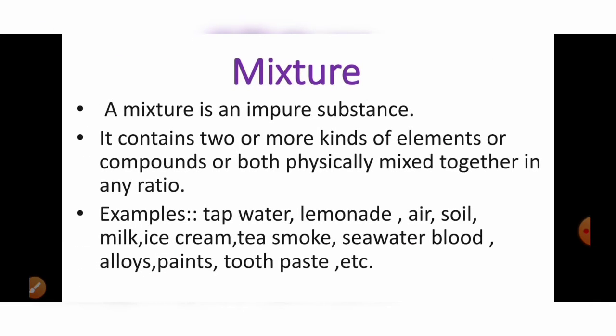Okay, next we go to mixtures. What is a mixture? A mixture is an impure substance. You know very well, compounds and elements are pure substances and a mixture is an impure substance. It contains two or more kinds of elements or compounds, which are physically mixed, not chemically mixed together, in any ratio. For example, tap water. You know very well, in tap water there are some minerals also. It does not have a fixed ratio.